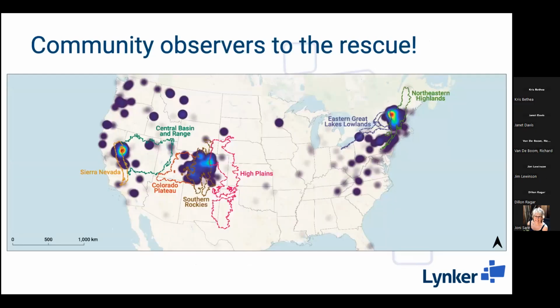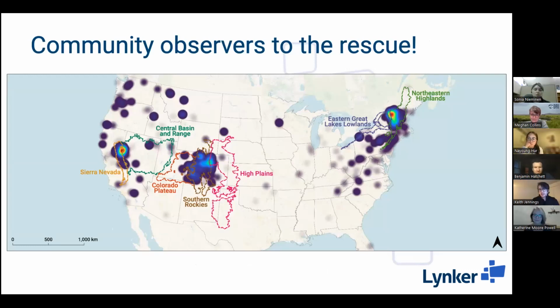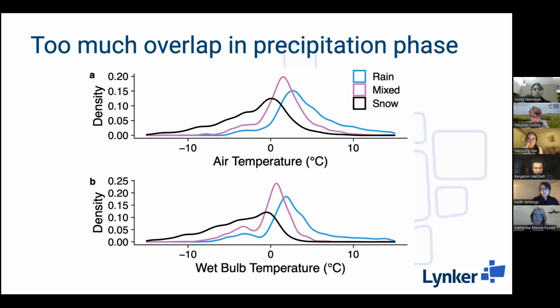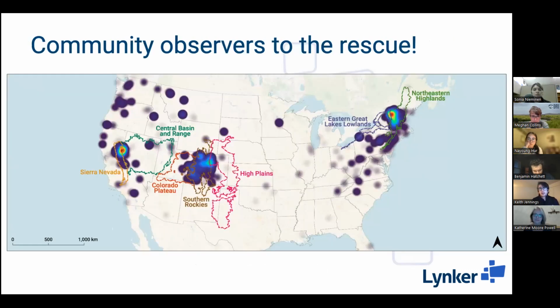And so we have community observers coming to the rescue. This is a heat map from last year's observations showing where we got the most. And in this case, the brighter colors, the yellows and reds, are where we got the most observations. So we see that in the northeast of the United States. Vermont last year had about 4,000 observations. Same for Colorado, similar number of observations, which was a lot. And then the Sierra Nevada area of California and Nevada came through with about 4,000 to 5,000 observations as well.